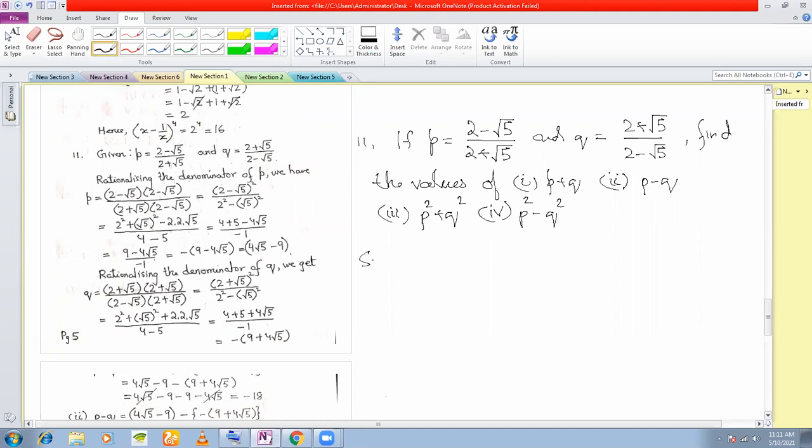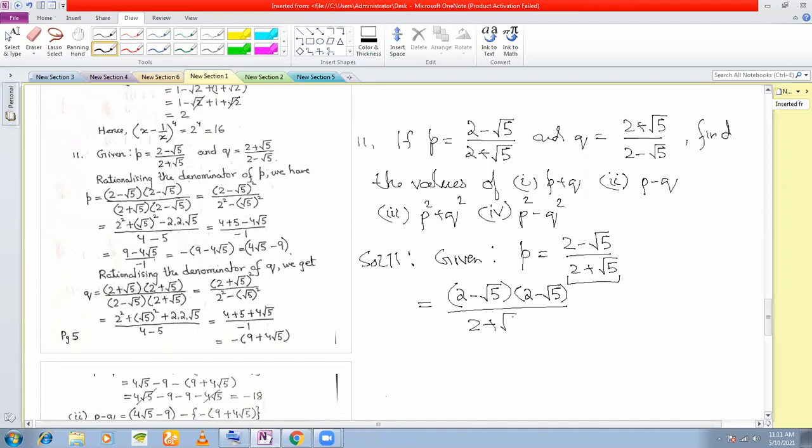Okay, so let us start the solution. Now remember, what are the values of p and q given? We start with the value of p. p here is 2 minus root 5 by 2 plus root 5. You see that the denominator here is irrational, so we rationalize the denominator. How do we rationalize? Multiplying the numerator and denominator by the rationalizing factor. And what is the rationalizing factor of 2 plus root 5? It is 2 minus root 5. So we multiply the numerator and denominator by 2 minus root 5.